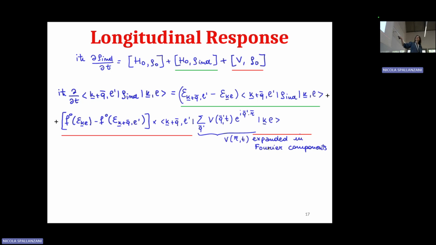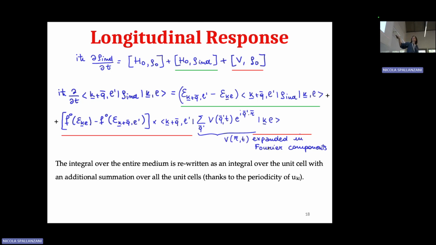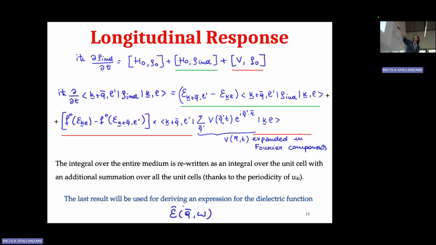Now we expand the total potential in Fourier components, and we obtain this kind of expansion here. You see this term is an integral over the entire medium, and we can rewrite this integral over the entire medium as an integral over the unit cell plus an additional summation over all the other unit cells, thanks to the periodicity of the UKL. In doing this, we use this result to obtain an expression for the dielectric function.